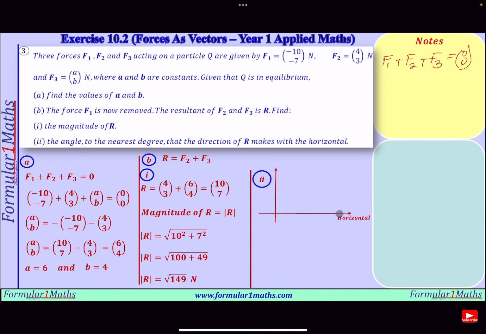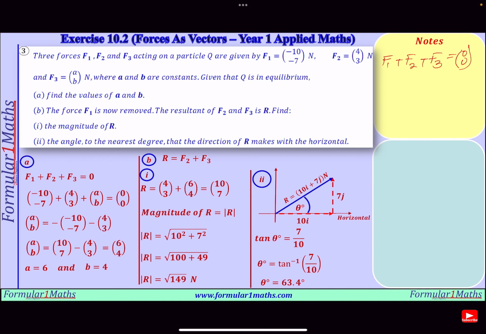This is a horizontal direction. So let's put in our vector, which you now know as this. So now R is that, and the angle we are looking for is theta. We can use SOHCAHTOA to find theta. But before we do that, let's put in the components of R. So the horizontal component is 10I, the vertical component is 7J. So tan theta will be equal to 7 over 10. So theta will be equal to tan inverse of 7 over 10. And that will be equal to this.